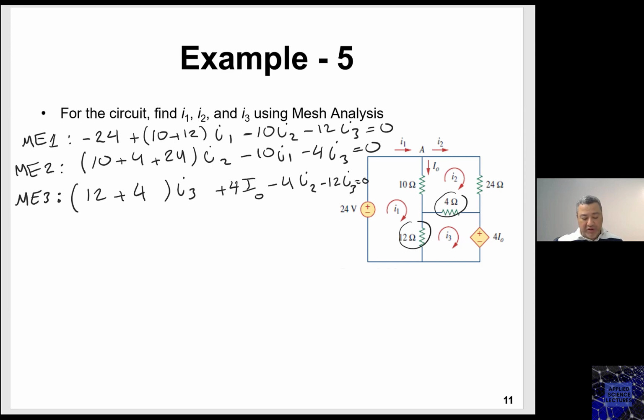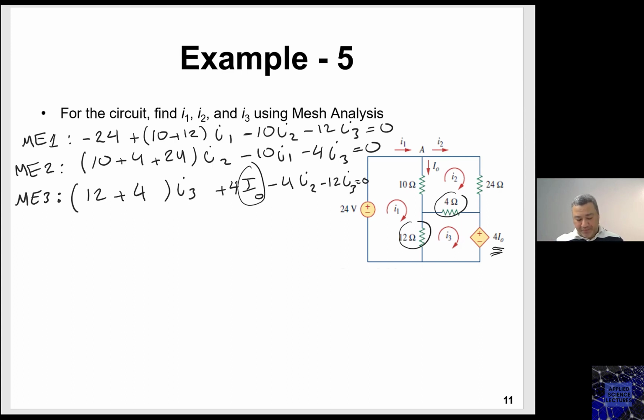So those are the three equations. Now, when we wrote the third mesh equation, we noticed that because of this dependent source, we introduced a fourth variable, a variable that was forced on us to include in the equation, which is I naught. Keep in mind, whenever you have a dependent source, there will be a variable that this source depends on. You can go search for it in the circuit and write it in terms of your standard variables.